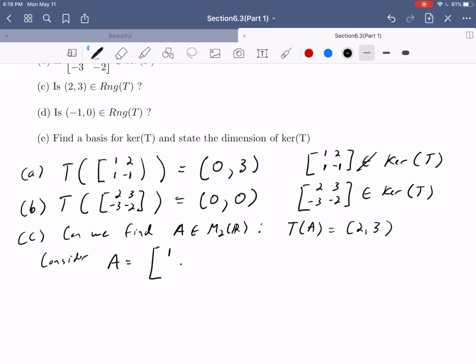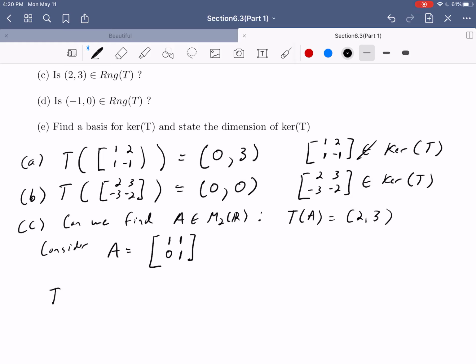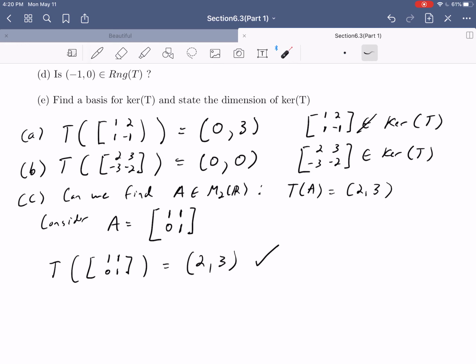So I guess I could put 1 and 1. Now I need to make sure my sum is 3. So I guess I could put another 1 and then a 0. If I apply T of that matrix, 1, 1, 0, 1, well, the trace, because I set it up that way, would be 2. And the sum would be 1 plus 1 plus 0 plus 1. Yep, that's 3. There we go. Check. So I just found this matrix that gets mapped to 2, 3.